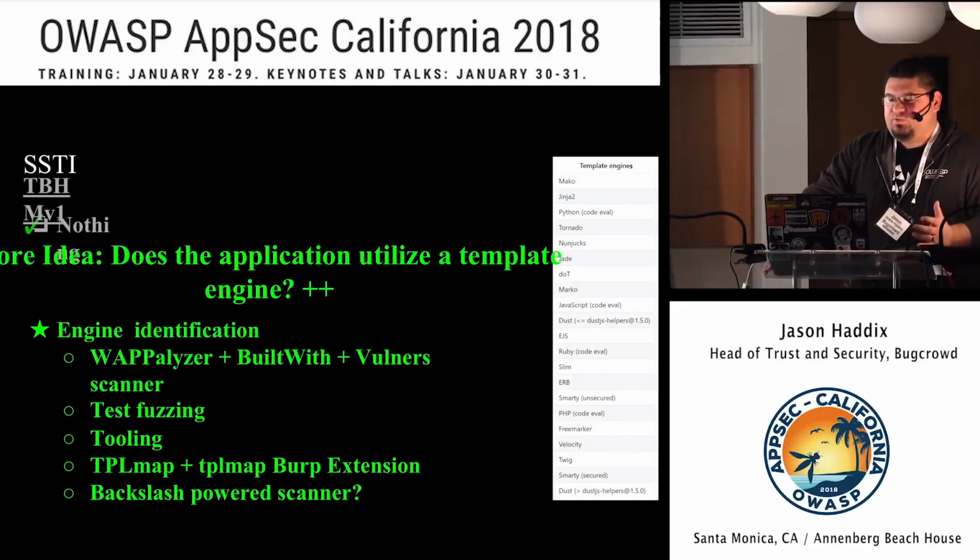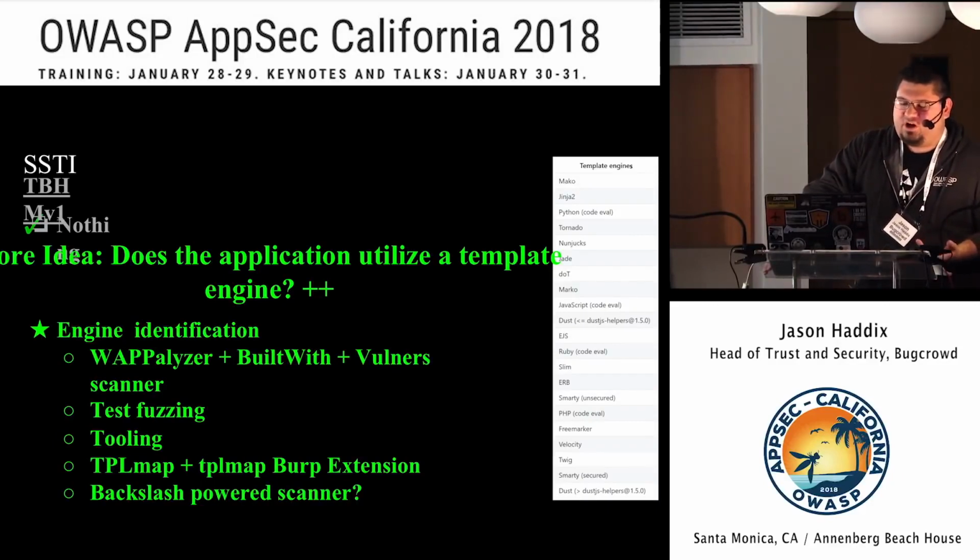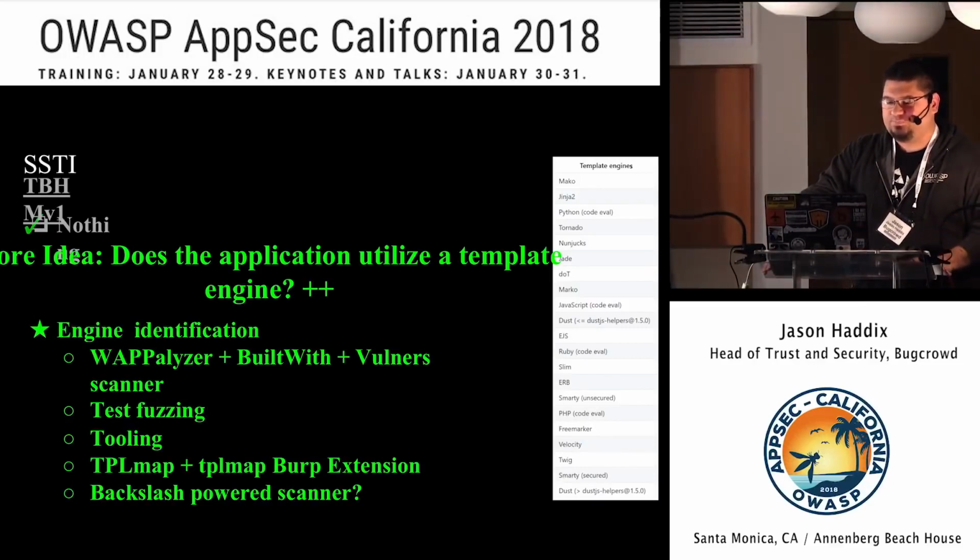So identifying sites when they're using a templating engine is the same thing that we would normally do. You would use Wappalyzer or BuiltWith to verify the stack on the server side and see what they're running. You would fuzz parameters, but really there's a couple of tools here. When you identify that you're using a templating engine, Marko, Dust, Jinja, any of those, Tornado.